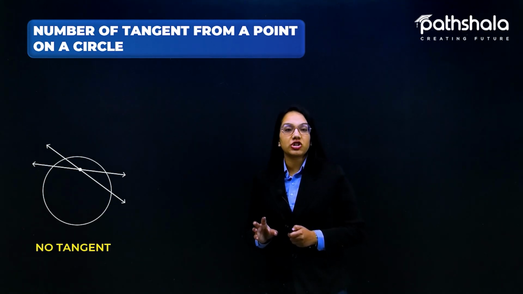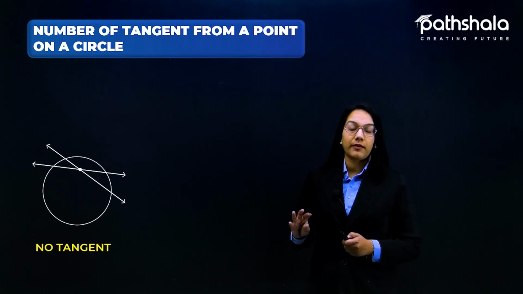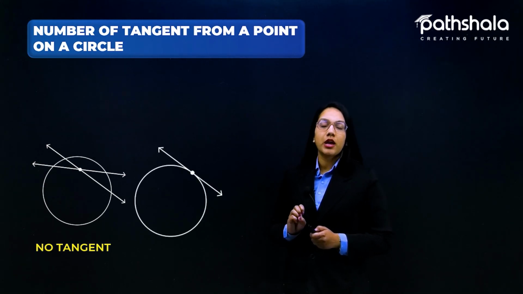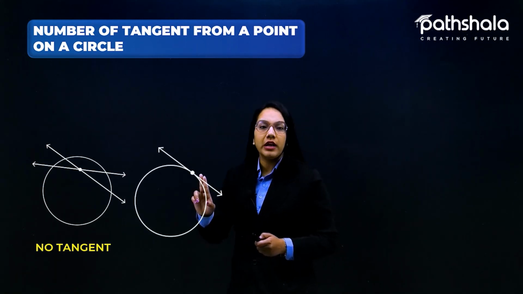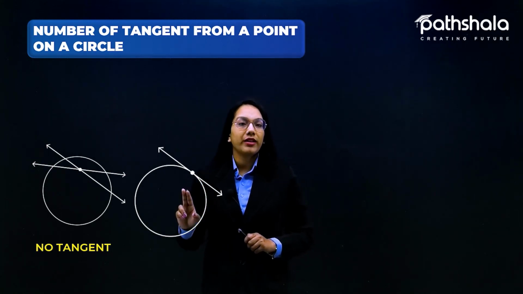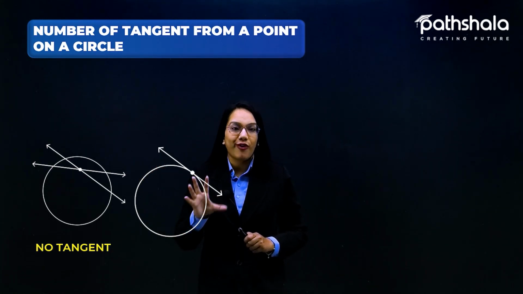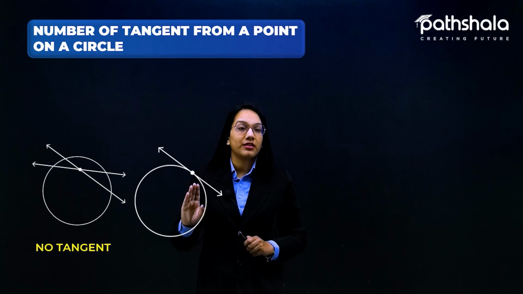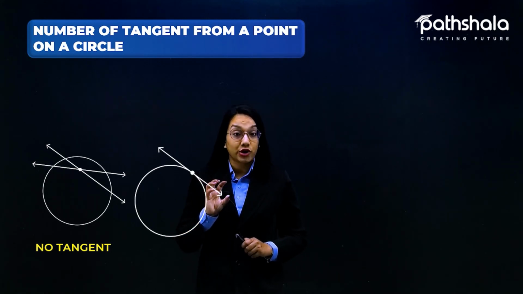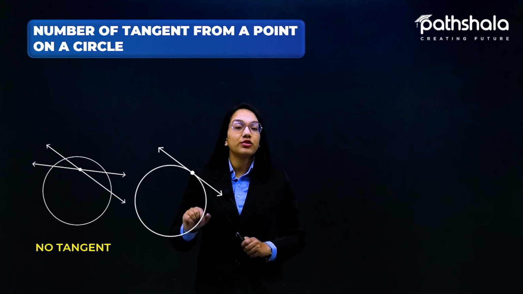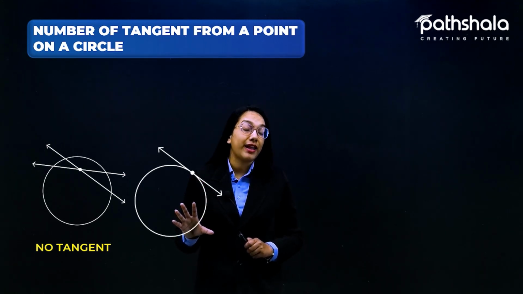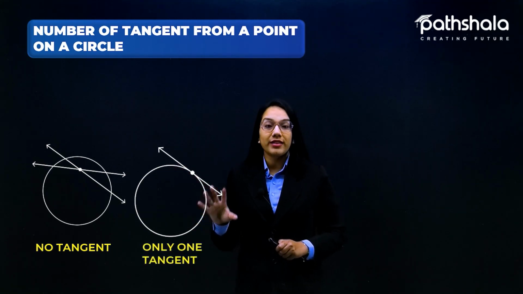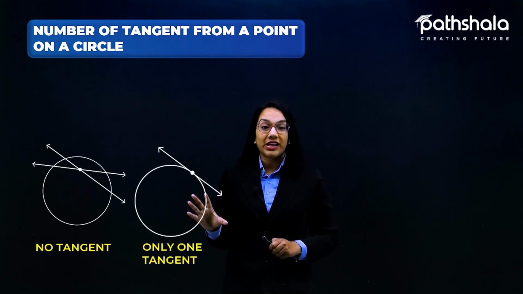Now let us suppose I take a particular point on the circle, not inside. Let us suppose this is my circle and this is my particular point. As you can see, for this point there is one and only one tangent. We have already performed this kind of activity, in which we saw that for any point lying on the circle, there is one and only one tangent, and this tangent is unique for this point. So for this case, when the point is lying on the circle, there is exactly one tangent.